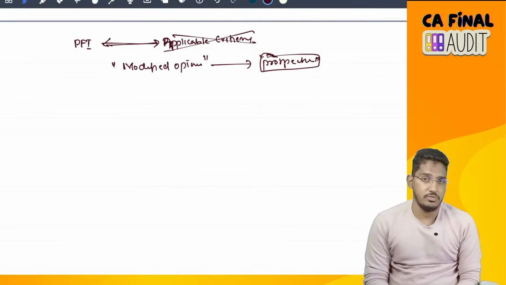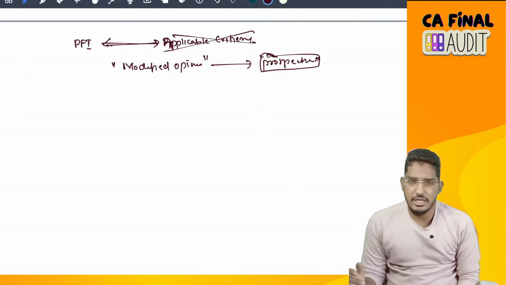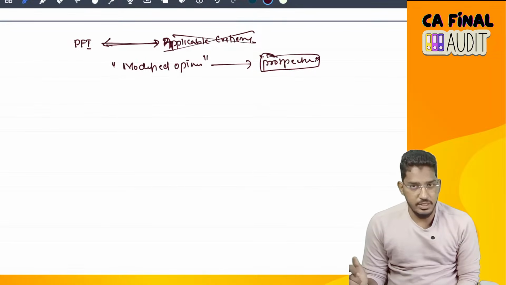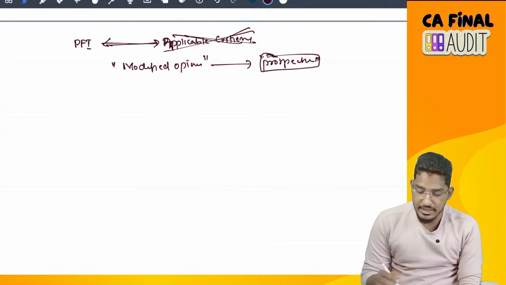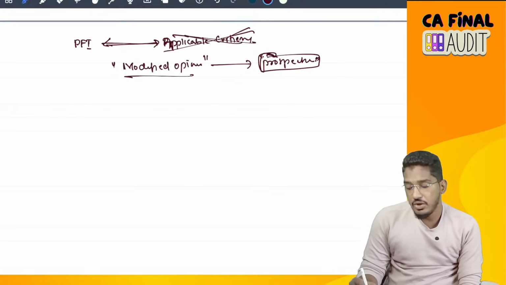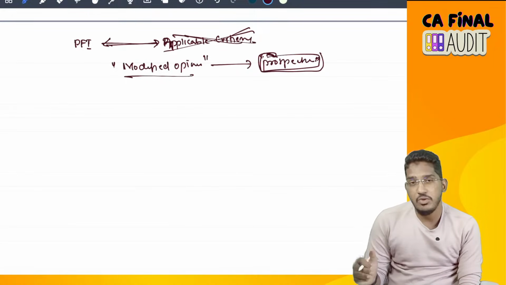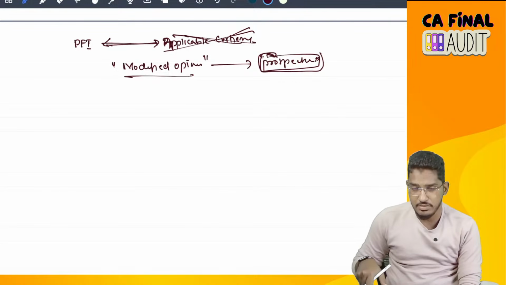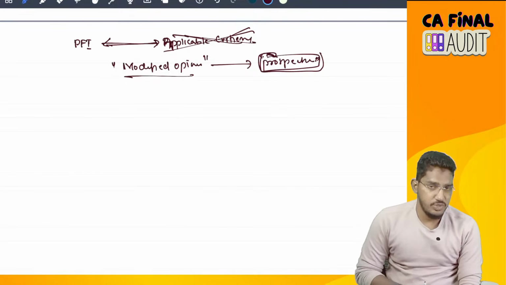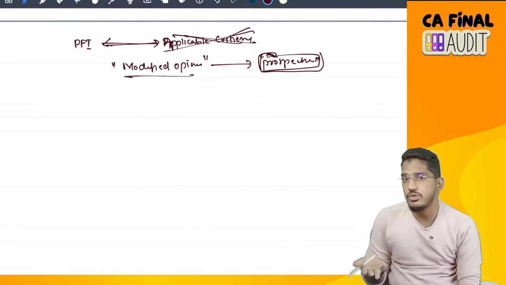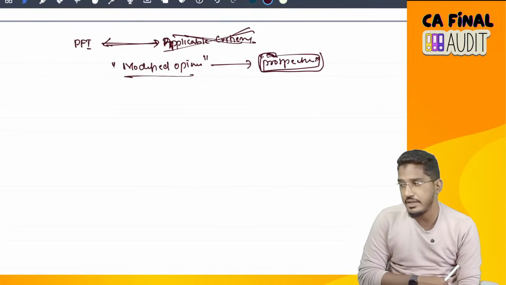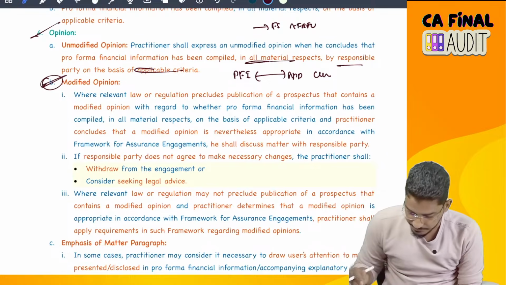I will go and request the management. If the management rectifies it, well and good, then I will give an unmodified opinion. But if the management is not changing, and I have to give a modified opinion, but the law or regulation is prohibiting inclusion of the modified information in the prospectus, and the management is not ready to change, now what should I do, sir? I can't give a modified opinion. Even if I give the modified opinion, no use. That will not be included in the prospectus, right? So what should I do in that case?